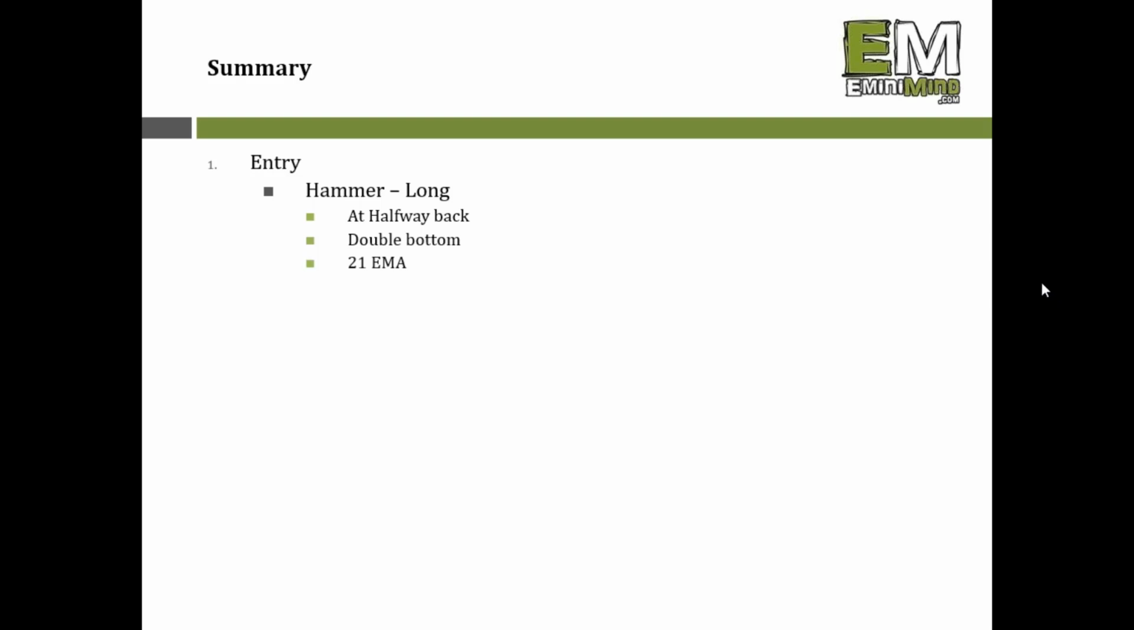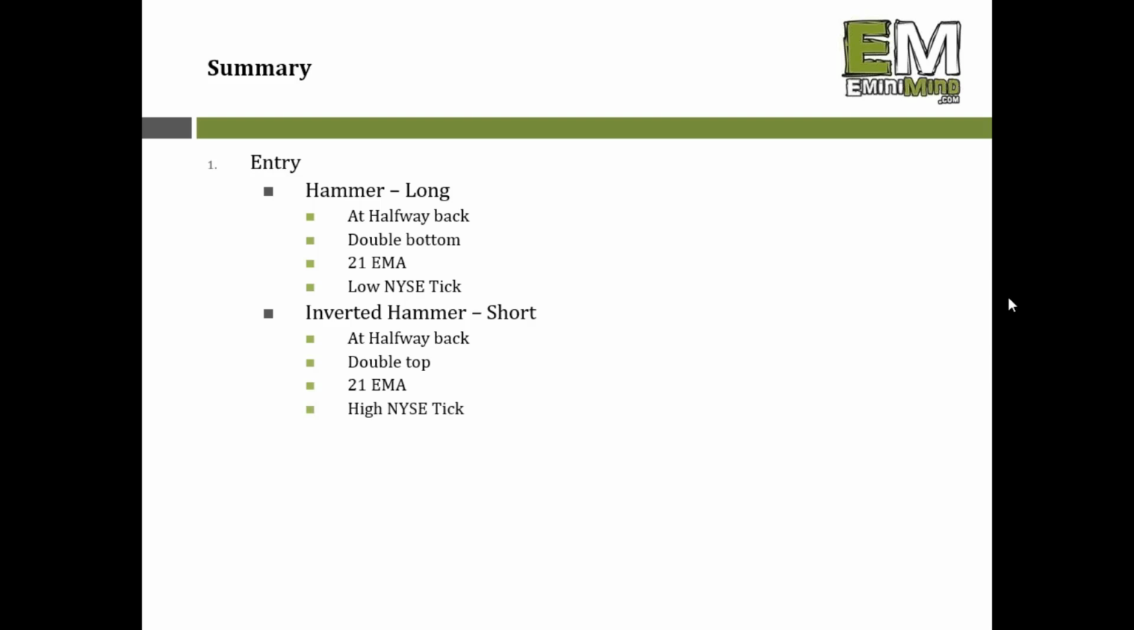You can use a 21 exponential moving average. Those are all good places to look for hammers and inverted hammers, in this case hammers for the double bottom, and then a halfway back long, and a low nicey tick. I'm not going to get into the nicey tick today, but that's another place to look for a hammer. And if you flip that upside down, looking for an inverted hammer to go short at a halfway back short, you guessed it, a double top, the 21 EMA, and then a high nicey tick as well. And those are all places to be looking for shorts.